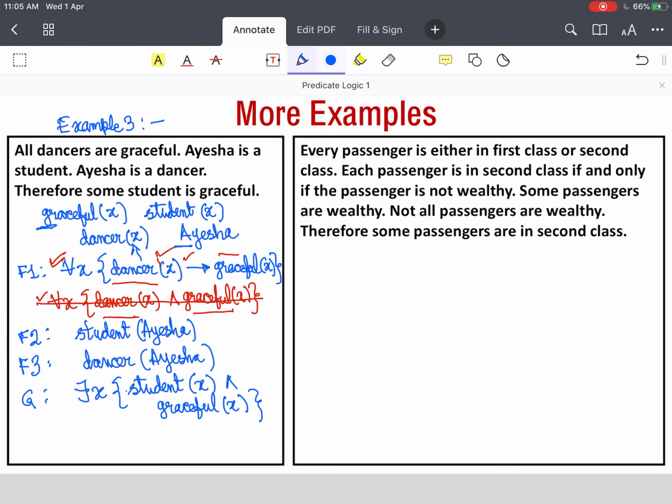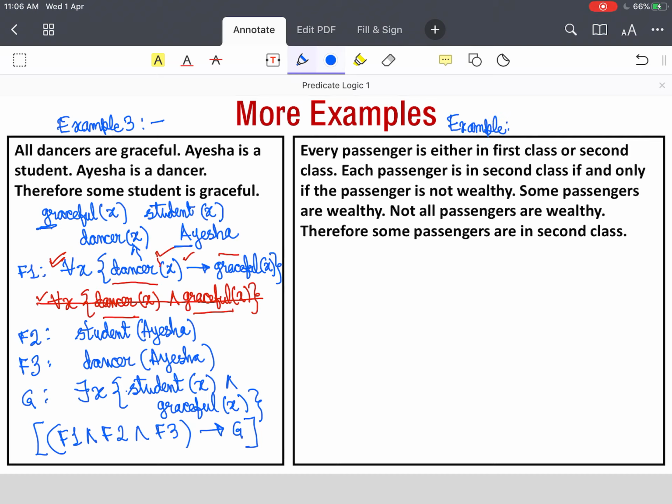So we have now modeled the first sentence as for all X, dancer X implies graceful X. The second sentence as student Ayesha. The third sentence as dancer Ayesha. And the goal which we want to derive from the first three sentences as there exists X, student X and graceful X. And what do we want to prove? Again as follows, F1 and F2 and F3. This is what we want to deduce, is G. This is our deduction, and we want to prove that this is a tautology.